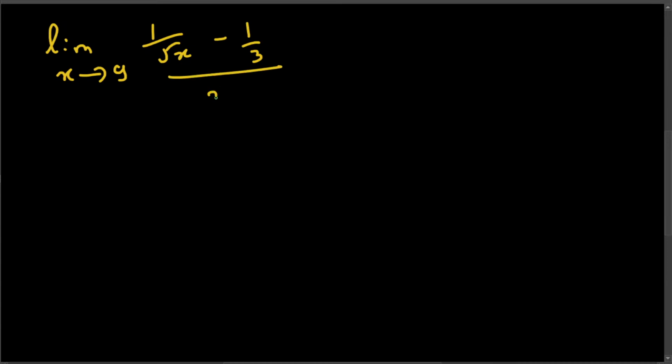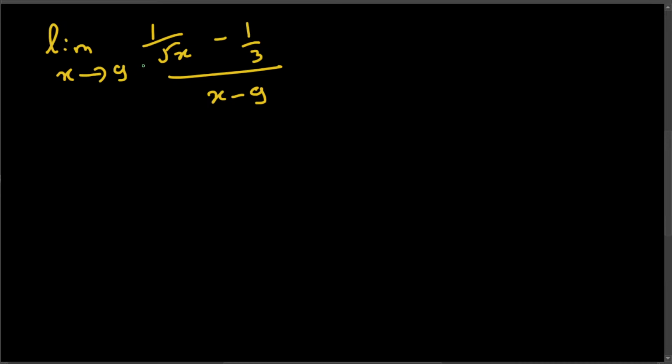Limit function given like this: limit as x approaches 9 of (1 over square root of x minus 1 over 3) divided by (x minus 9). And whenever we have a fraction in the limit function, we can multiply with the common denominator and try to solve it. But before that, let's do the direct substitution.